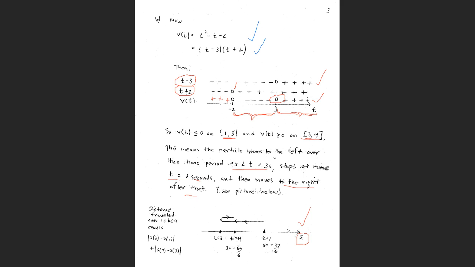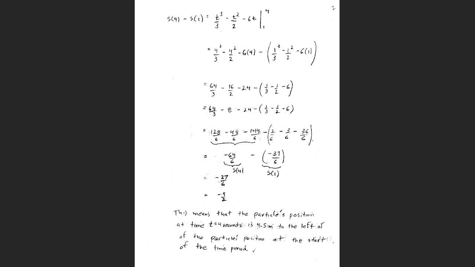Let me see here, one moment, class. That comes from the previous page. Here's the position of the particle at 1 second, that's negative 37.6. And then here's the position of the particle after 4 seconds, negative 64.6.